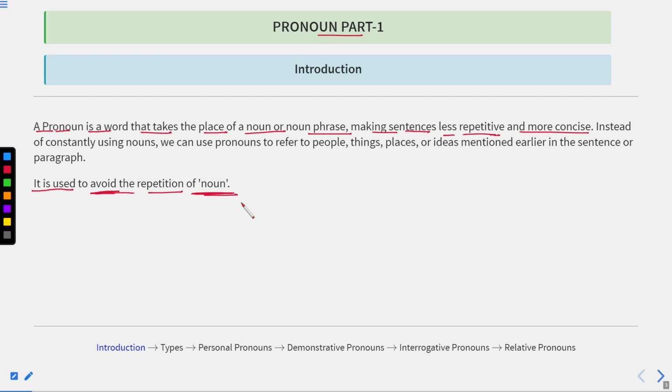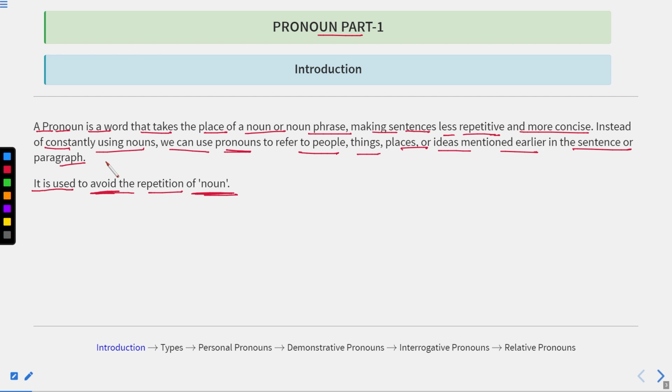So this process of writing pronouns or replacing nouns with pronouns makes our text more comprehensible, and you can say when we read it, we will feel the smoothness of the flow of the text. Okay, instead of constantly using nouns, we can use pronouns to refer to people, things, places, or ideas mentioned earlier in the sentence or paragraph. Now, one thing that we know well, that noun means name of anything. It means everything that surrounds us is a noun, that we have already discussed in the chapter of noun. We have already discussed what is noun. Now, whatever noun is there, if we want to replace it, we can use pronoun.